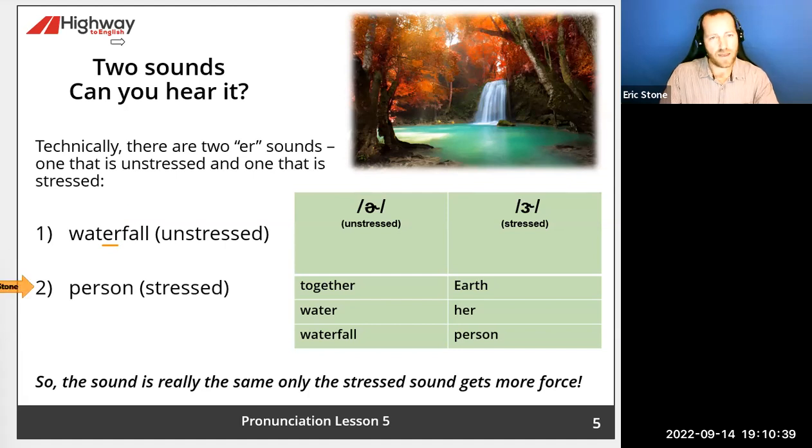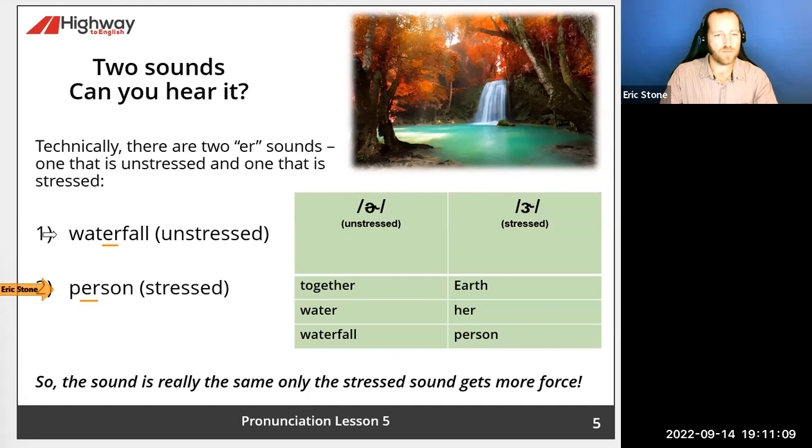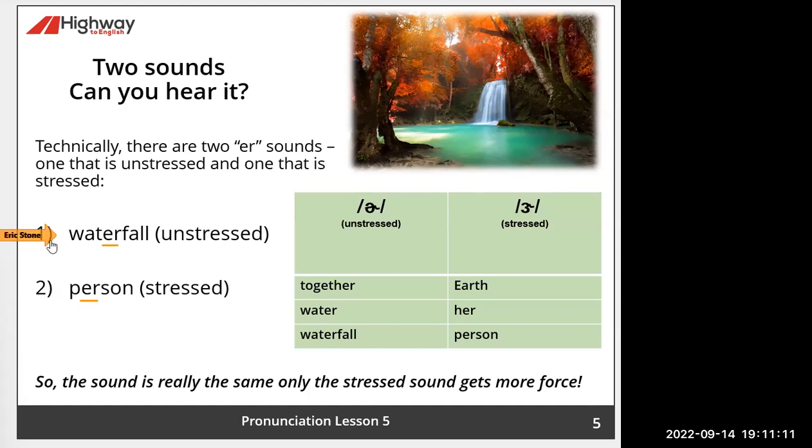But there is another sound of "er" which is stressed, and it comes up in words like this. For example, person. If you hear, my voice is kind of putting more emphasis on the "er" in person. Okay? Let's try those two words. Basima. Waterfall, person. Waterfall. Person. Good. Zohor, try those two words. Waterfall, person. Great. Very good.